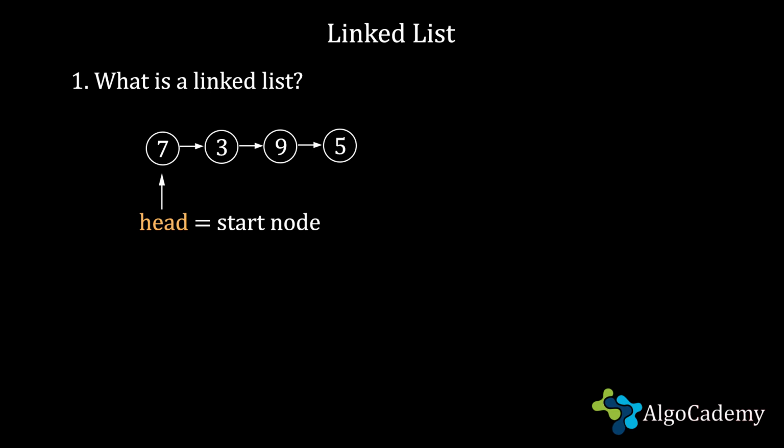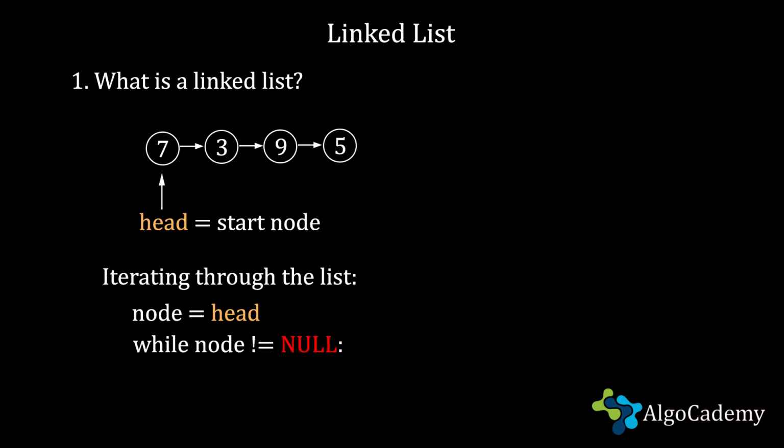Every linked list is determined by its so-called head, which is the start node. Knowing only the head is more than enough for us in order to be able to access the nodes of the list and also manipulate the list. Let's see how we can iterate through a list. We will use a node pointer, which is initially equal to head, and while that pointer is not equal to null, I can access the value in that node. Let's say I want to print it, and then I can move to the next node using node next.